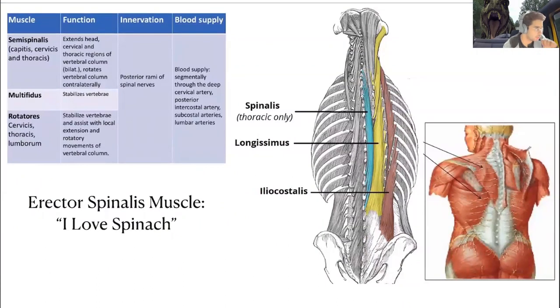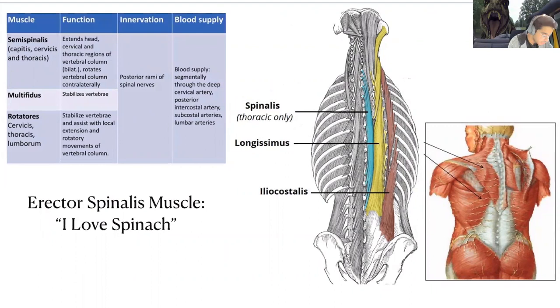I love spinach stands for iliocostalis, right? That's the most lateral part of the erector spinae muscles. Then there's the longissimus, and then you have your spinalis, right? I like to think spinalis is so central because it's already on the spine and goes up to the thoracic level only. So if you remember that, you should be good. Okay. I love spinach is the buzzword for remembering this. Put that into memory and you're going to be good.